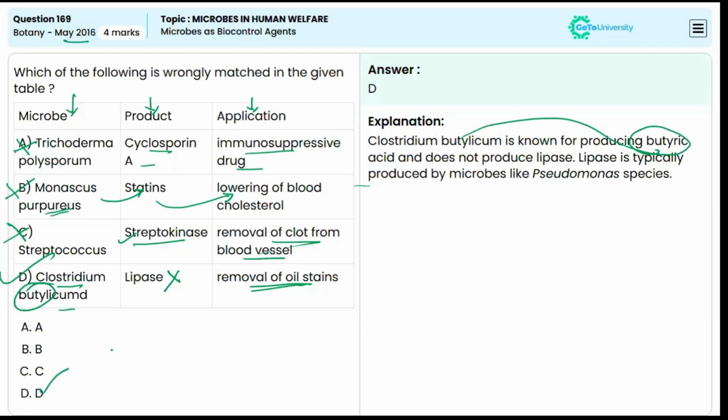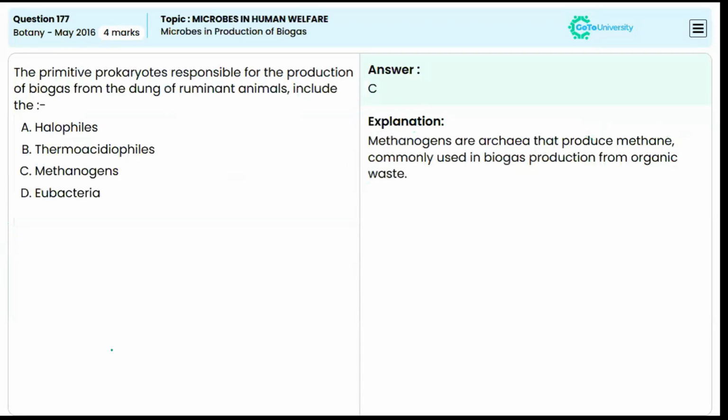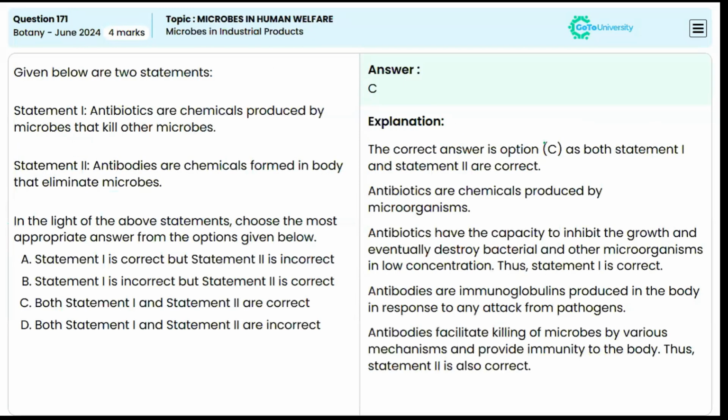Okay. Moving to the next question. The primitive prokaryotes responsible for the production of biogas from the dung of ruminant animals include what? The correct answer is simple. Option C, methanogens, which are archaebacteria that produce methane, commonly used in biogas production from organic waste.